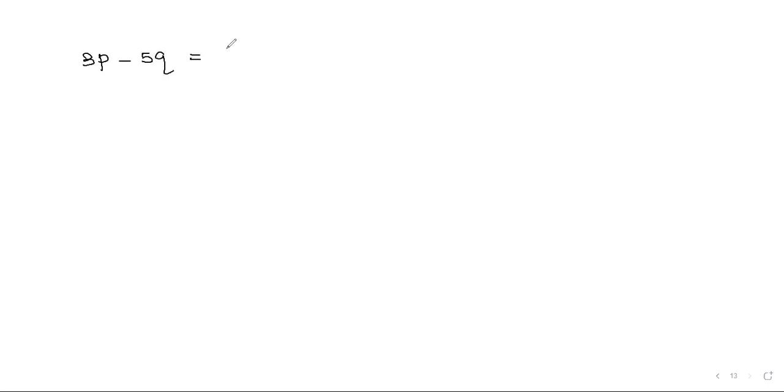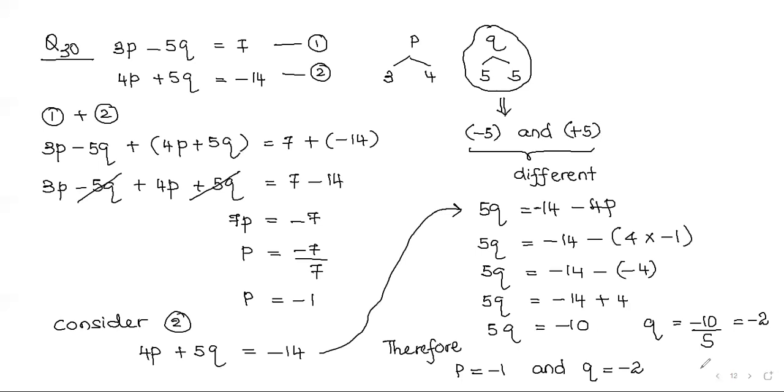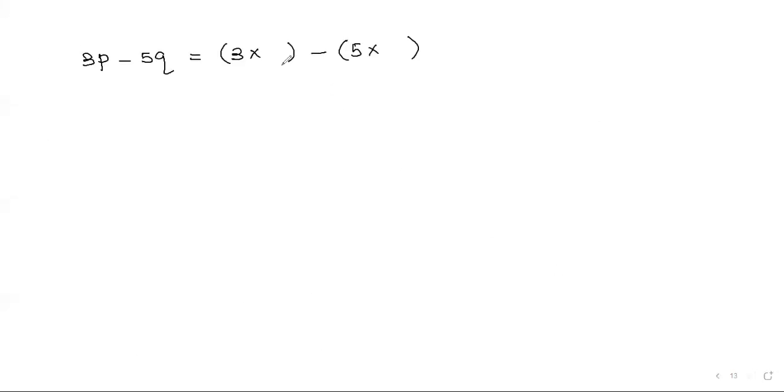So then I expand this. How? 3 times P subtract 5 times Q. Right? So then what are the P and Q values you get? Negative 1 and negative 2. And here you write negative 1 and negative 2. So 3 times negative 1, it is negative 3. Then 5 times negative 2, it is negative 10. Right? So then here we write 3P minus 5Q is equal to negative 3 plus 10.